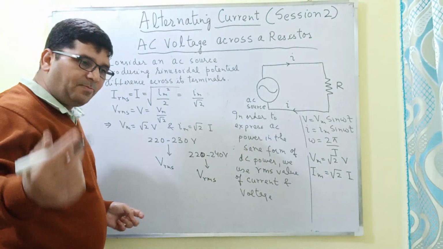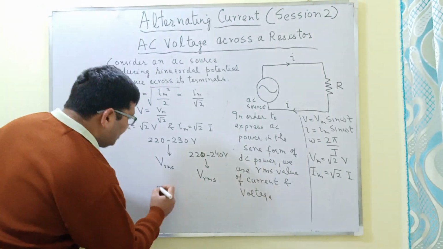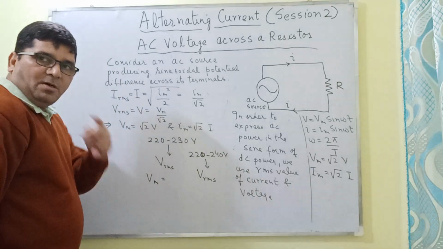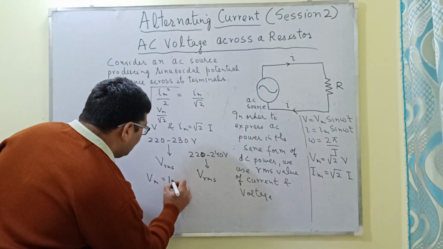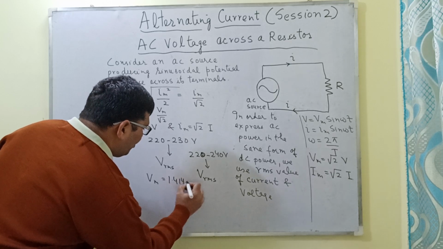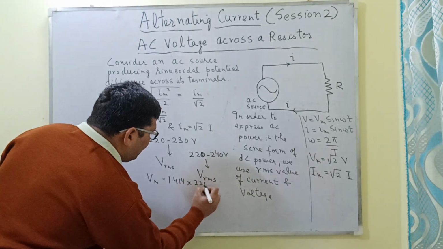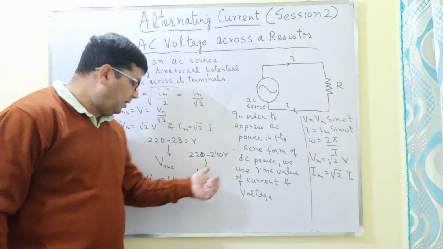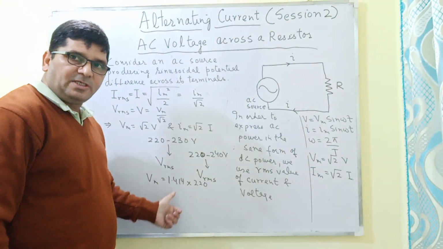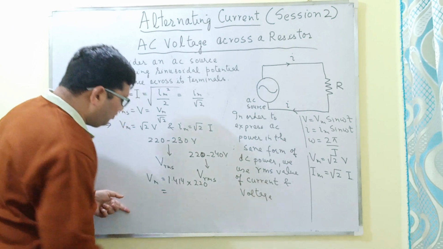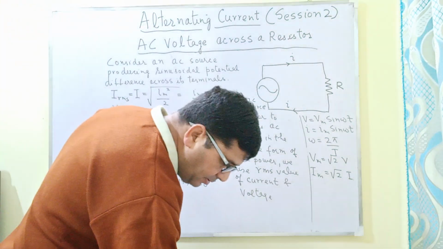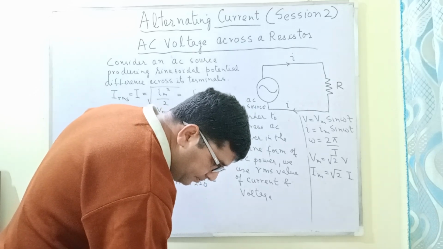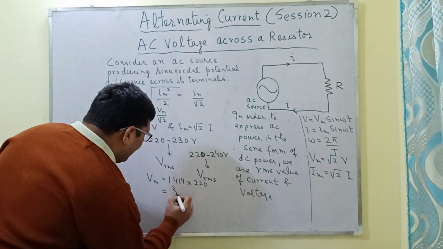And now if you want to find the amplitude of this potential, that is Vm, the amplitude of the oscillating potential difference, this is equal to root 2, that is 1.414 into 220. Let us say the line voltage in our houses is 220 volt. So the amplitude of the oscillating potential difference will be equal to 1.414 into 220, which is almost equal to 311 volts.